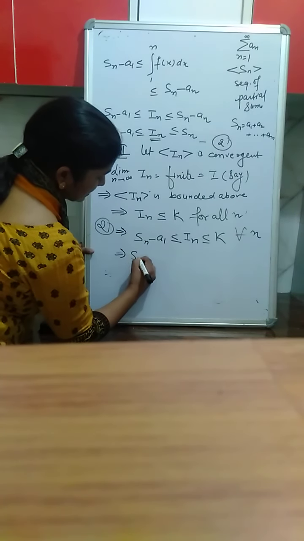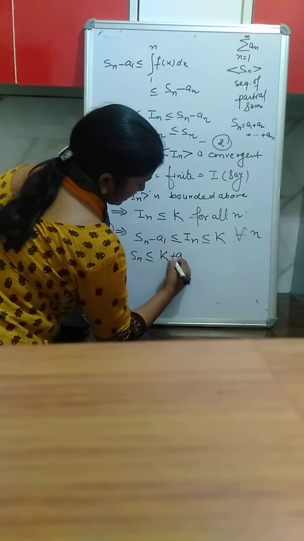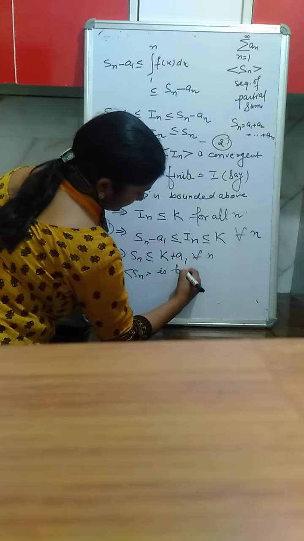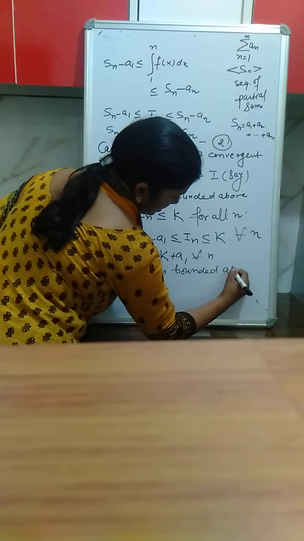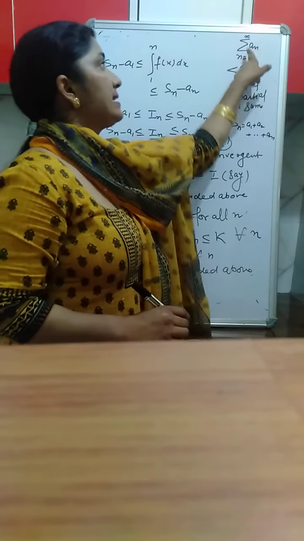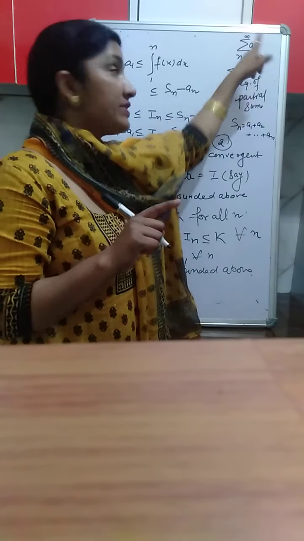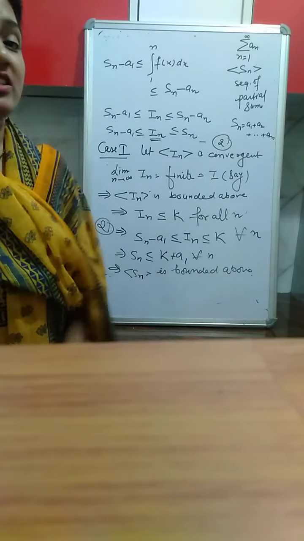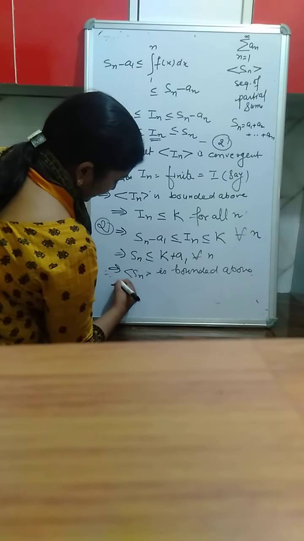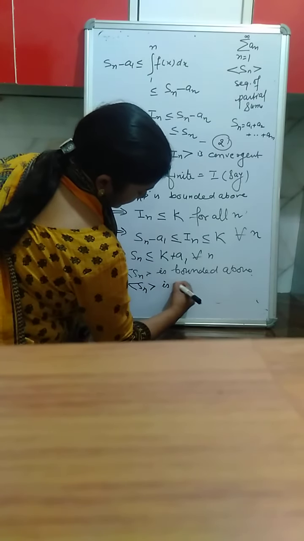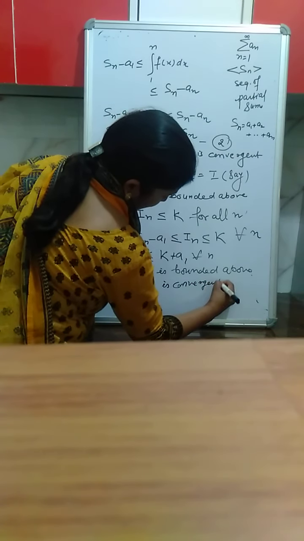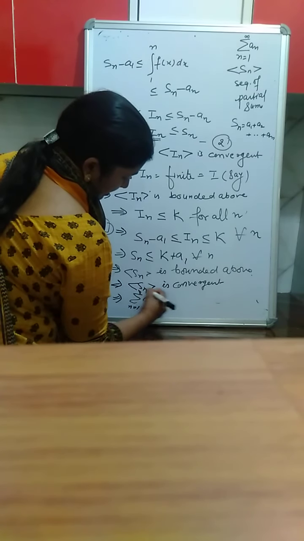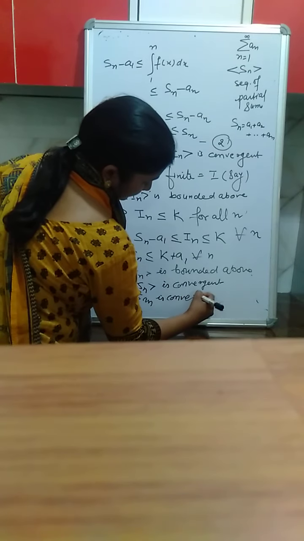But this implies Sn is less than or equal to k plus a1 for all n, and it implies Sn is bounded above. But the terms of the series are non-negative, so Sn must be monotonically increasing, and a monotonically increasing sequence which is bounded above is always convergent, and it implies Sn is convergent. But this implies summation an, n varies from 1 to infinity, is convergent, right?